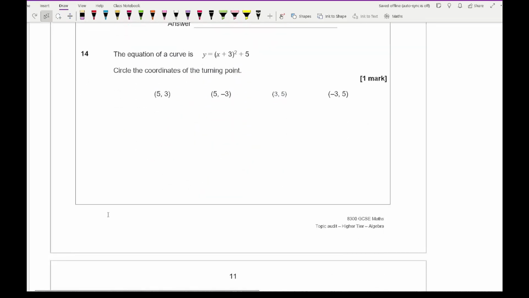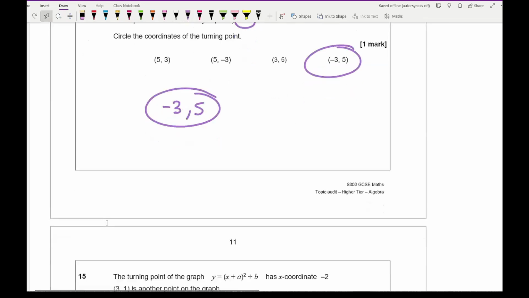Then moving on to question 14, it says the equation of the curve is y equals (x plus 3) squared plus 5. Write down the coordinates of the turning point. Well, the x ordinate is always the value of x that makes the bracket equal to 0. So x is going to equal minus 3. And the y ordinate is always the constant at the end, which is 5. So I'm looking for (-3, 5), which is my last option.